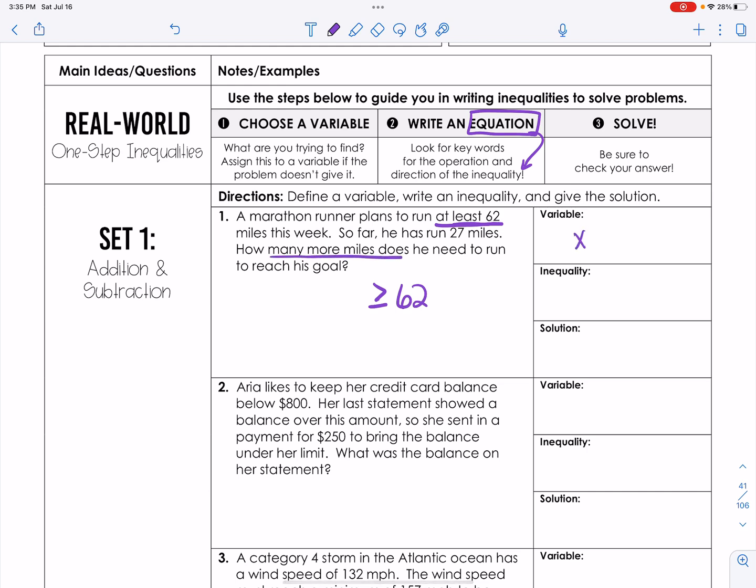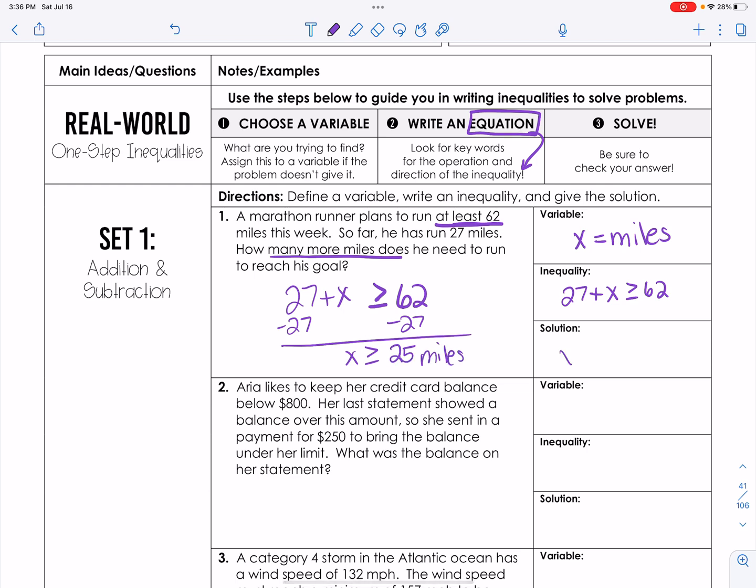So our variable is going to be miles, right? I'm going to say that he's run 27 and he's going to run some more, and that has to be more than 62. So I'd have 27 plus x is greater than 62. So opposite operation, I'm going to minus 27, and I get x is greater than or equal to 25 miles. So as long as he runs more than or equal to 25 miles, then he's going to meet his goal. Okay.